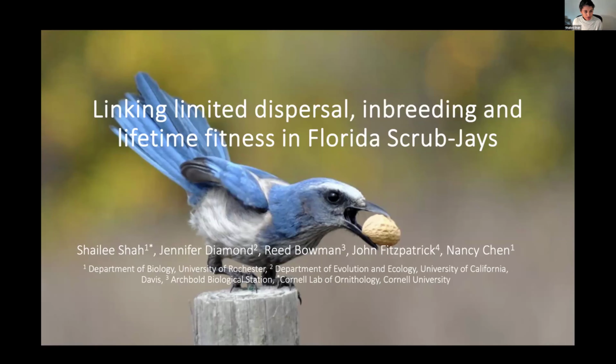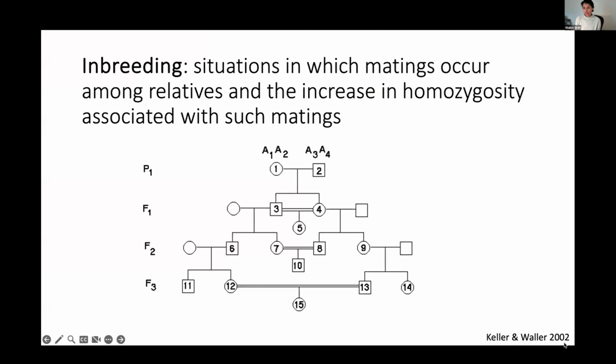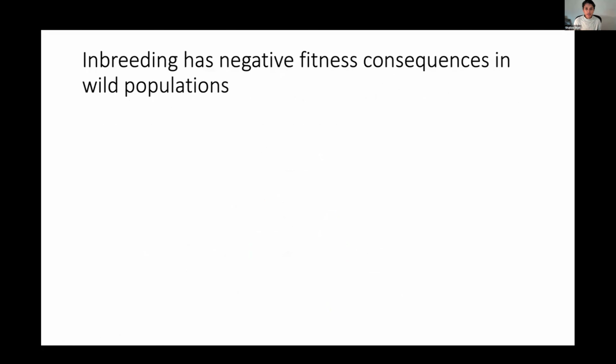So just to start out, what is inbreeding? We actually talked a little bit about this today too. Inbreeding is defined as situations in which matings occur among relatives and the associated increase in homozygosity, which is when individuals have the same two alleles for a gene that results from such matings. So here on this pedigree, for example, I've circled the matings that are resulting in inbreeding in the red circle.